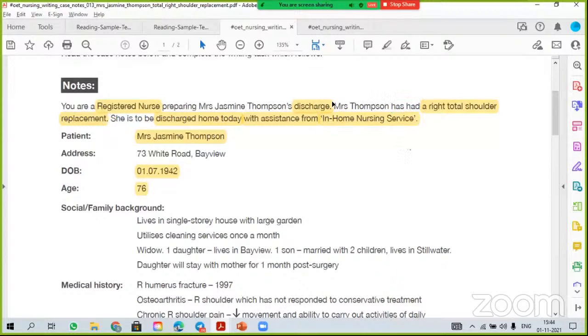Mrs. Thompson has had a right total shoulder replacement. That's all. Here date is not mentioned. When date is not mentioned, you can use any tense you want. No problem. But when date is mentioned and it is a previous date, then you have to use past tense. Here he used has had. Okay, now check this one, has had.